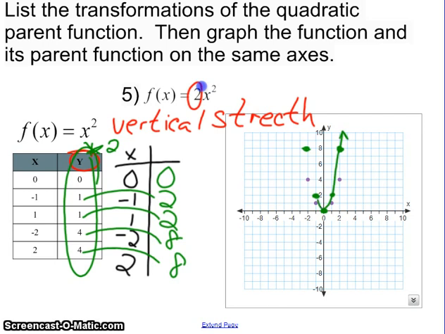So here's my parabola in green. And my parabola in black was the parent function. So the green function is stretching away from the x-axis. It's getting taller and skinnier.